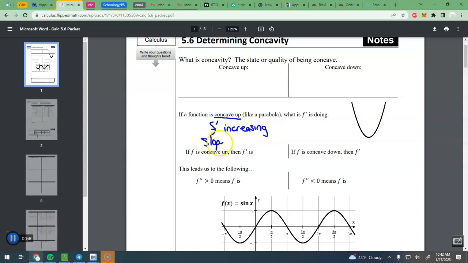Or the slope of f is increasing. Because what's true about the slope of f and f prime? They're the same thing. So I can say that either way. So f prime is increasing, or the slope of f is increasing. Or you could say f is curving up.